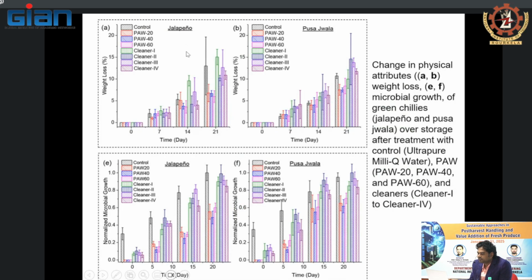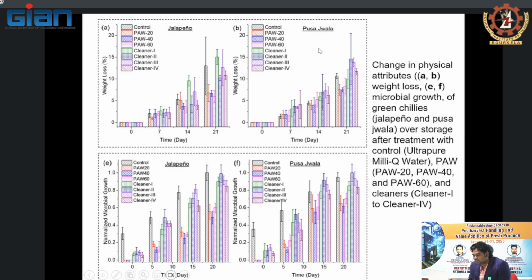And when we experiment with this green chili, you can see 20 minutes, 40 minutes and 60 minutes treated with some cleaning solutions and control. So at 21 days, you can see the weight loss, a higher weight loss of almost 15% in case of control sample and the cleaner solutions. Whereas in case of plasma activated water, 20-minute, 40-minute, 60-minute, there is not much, less than 5% weight loss.